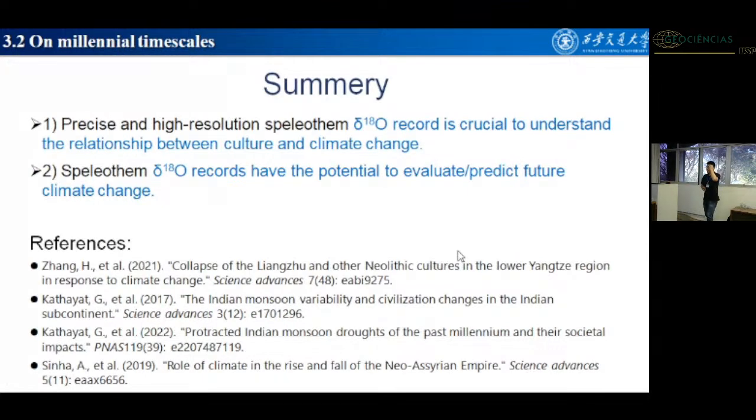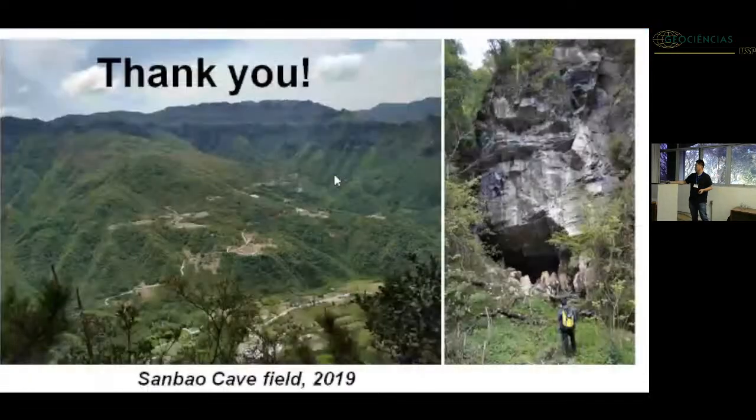So a short summary: precise and high-resolution speleothem delta 18O records are crucial to understand the relationship between culture and climate change. And delta 18O records also have the potential to evaluate and predict future climate change. Okay, thank you very much for your attention.